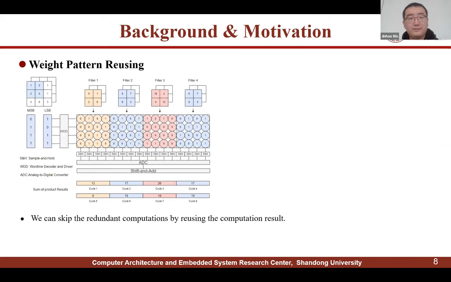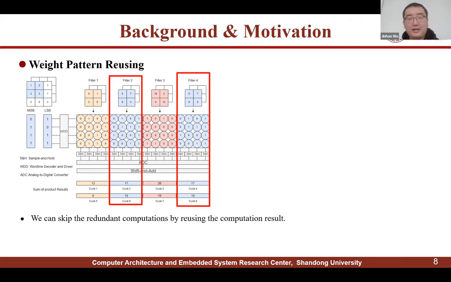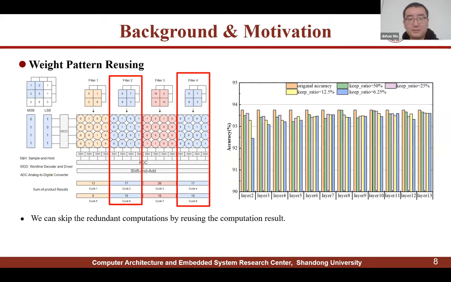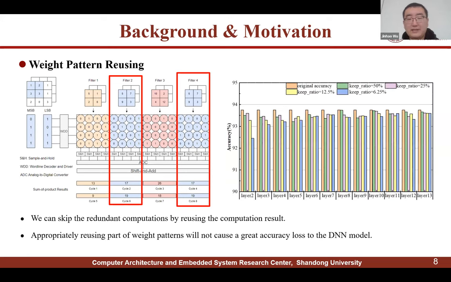For weight pattern reusing, we can skip the redundant computations by reusing the computation results. For example, we can reuse the computation result of filter 2 and skip the computation of filter 4. Similarly, we make a simple experiment where we use the weight pattern reusing method to reuse part of the weight patterns in each convolution layer of the VGG16 DNN model, and find that appropriately reusing part of the weight patterns will not cause a great accuracy loss to the DNN model.